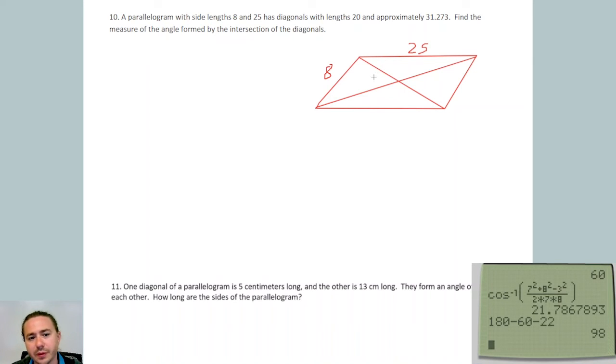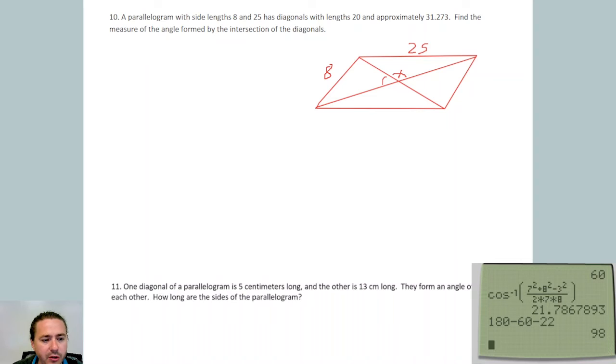So when I go to label this, here's the deal. We're trying to find the angle formed by the intersection of the diagonals. In other words, we either need to find this one, or we could find both. They're going to add up to 180, so if we find one, we can find the other pretty easily. The diagonals are 20 and about 31.